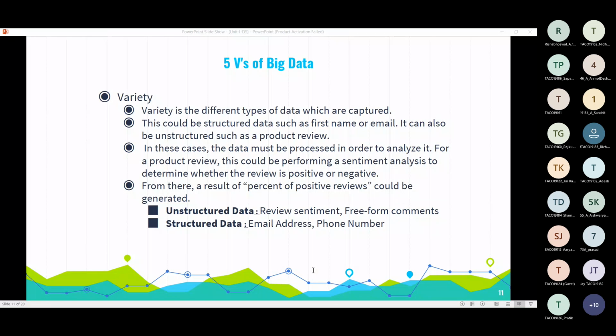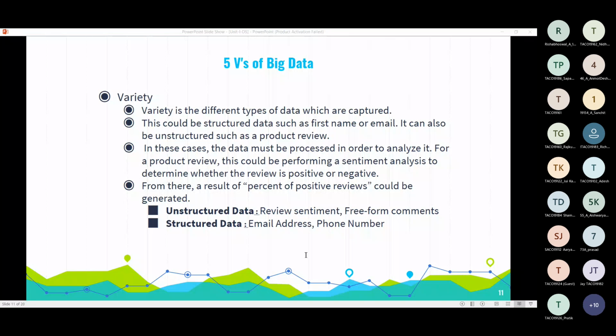Okay, and then we'll move to variety. Variety is the different types of data which are getting captured, as we have already said. We have seen the types: unstructured data, structured data, and semi-structured data, correct? An unstructured data example is review sentiment or free-form comments. For structured data, we have the email address, phone number, or say the employee table which we have seen. So like this, we have structured data also, correct?